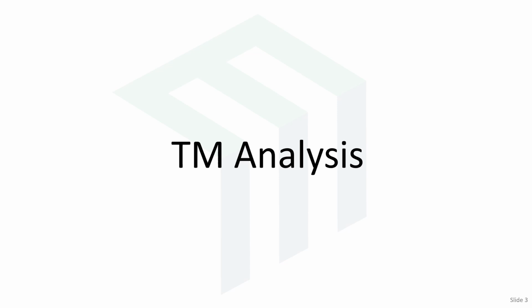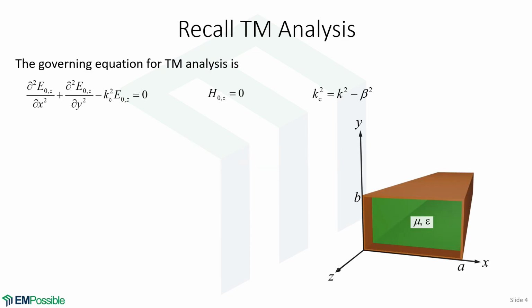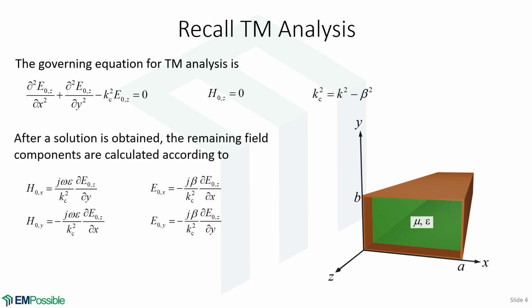TM analysis. Let's remember what happens for TM analysis. So TM means transverse magnetic. That means that the longitudinal component of the magnetic field has to be 0. So the magnetic field only has transverse components. Since that's 0, the differential equation that we're solving is for the z component of E. So that's what we'll proceed with. Once we find an expression for E naught z, we can plug it into these equations to find all of the other field components, and then we would have obtained our solution. So that's what we're going to do.